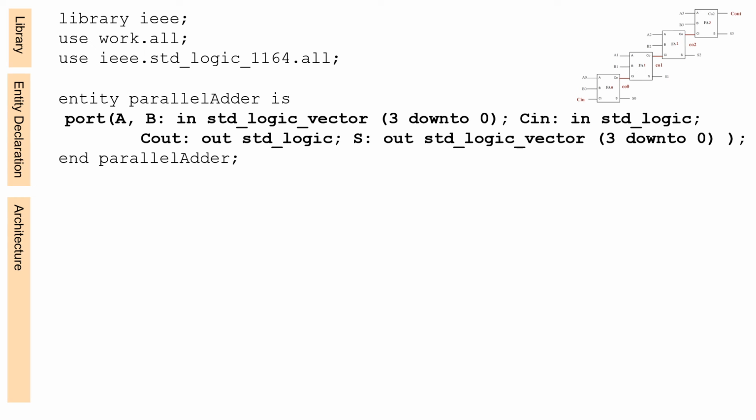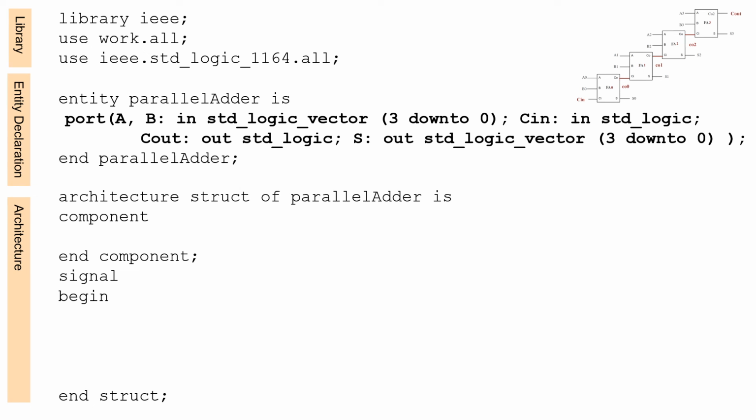And now we're ready to define the architecture part. You can call the architecture struct. So we'll say architecture struct of parallel adder is. This is an empty template for the architecture part of a structural code.